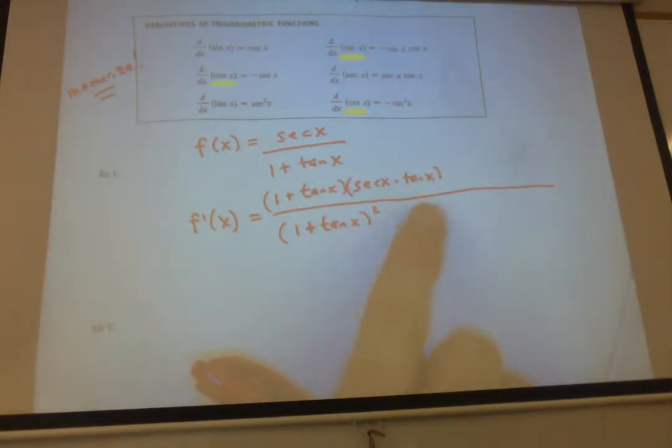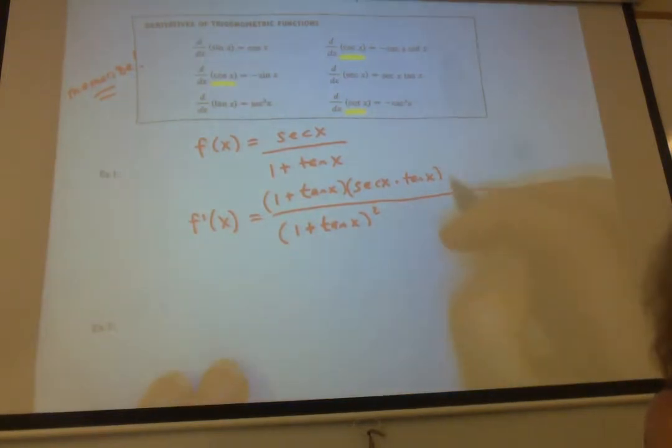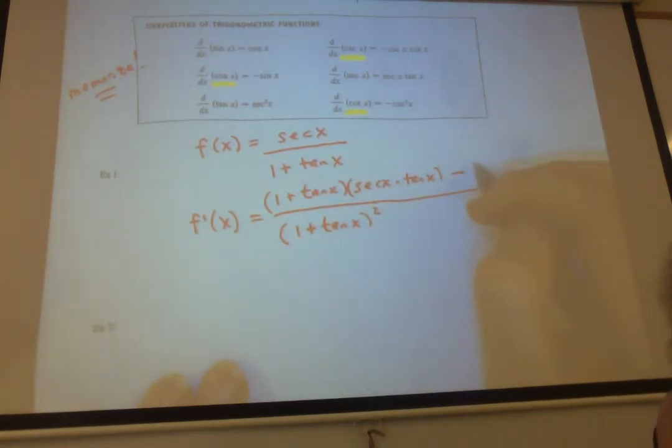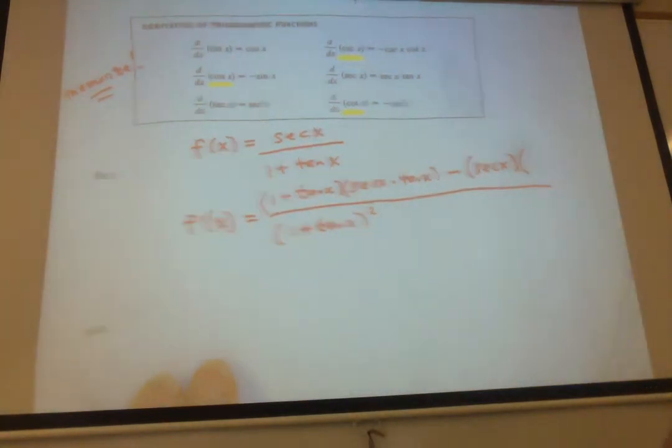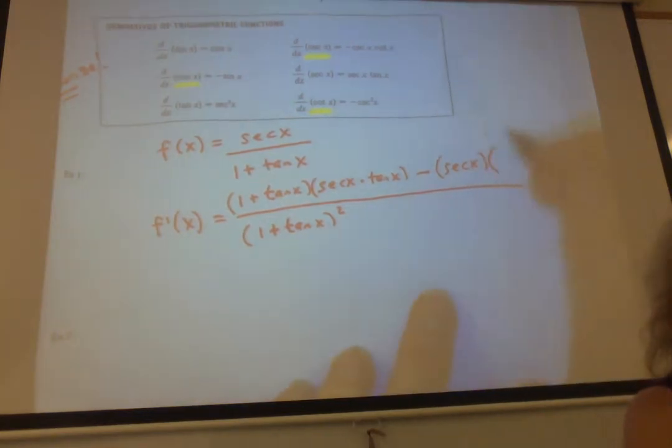Now, could I actually have put grouping symbols around both of those? I could have, okay? So there are quite a few ways you could write that. And then I'm going to have a minus, and now I'm going to put secant x times the derivative of 1 plus tan x. So the derivative of 1 is 0. Derivative of tan x.